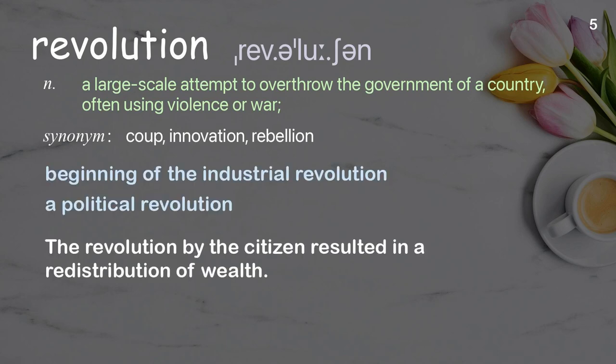Examples. Beginning of the Industrial Revolution. A political revolution. The revolution by the citizens resulted in a redistribution of wealth.